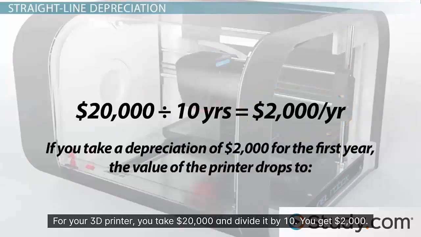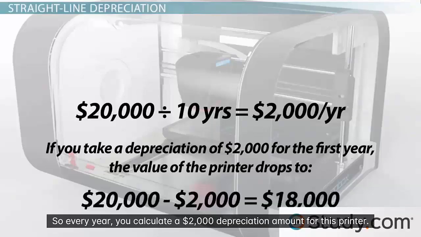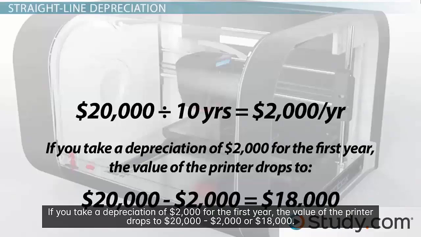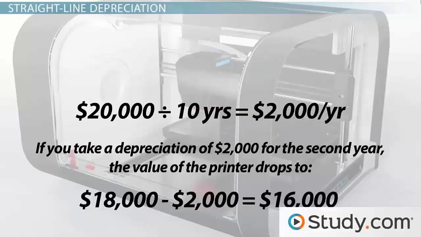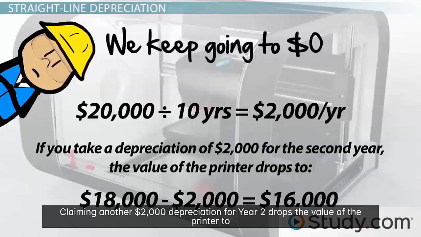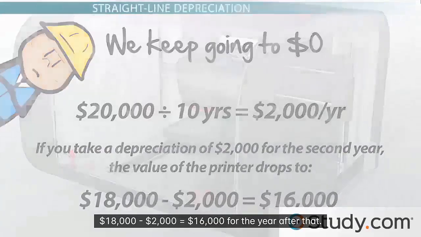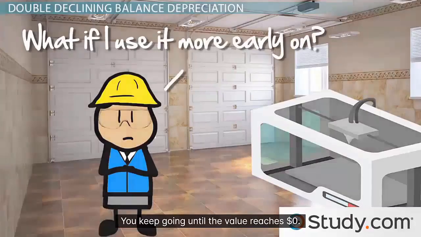If you take a depreciation of $2,000 for the first year, the value of the printer drops to $20,000 minus $2,000 or $18,000. Claiming another $2,000 depreciation for year 2 drops the value of the printer to $18,000 minus $2,000 or $16,000 for the year after that. You keep going until the value reaches 0. Businesses can use other methods of depreciation as well. Accelerated methods allow more expenses to be taken in the early years of an asset's life.